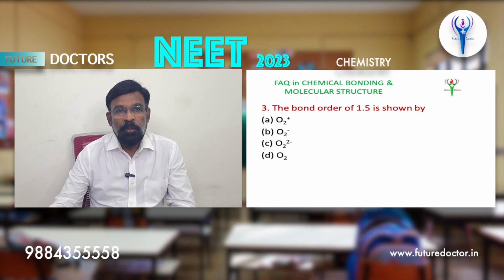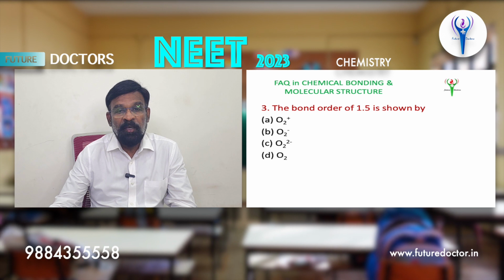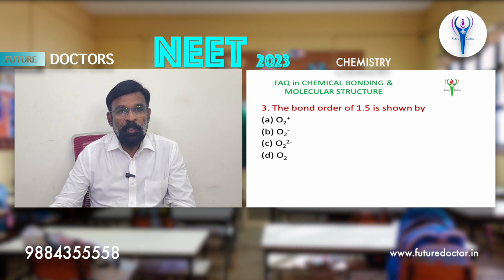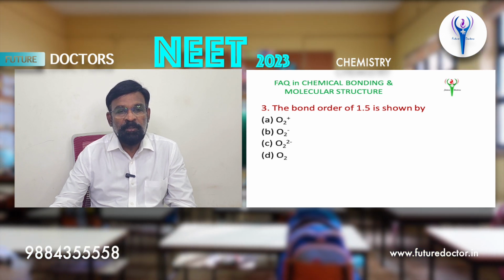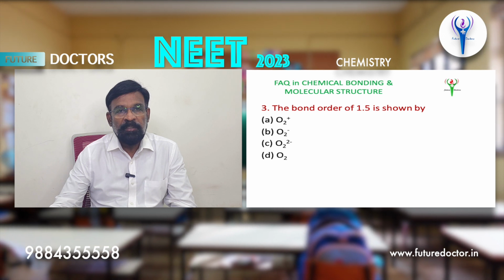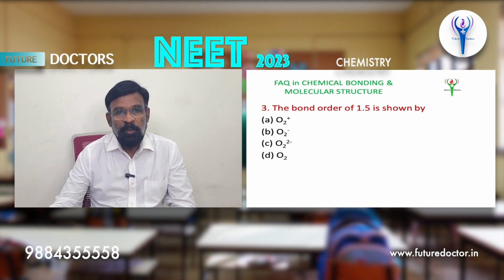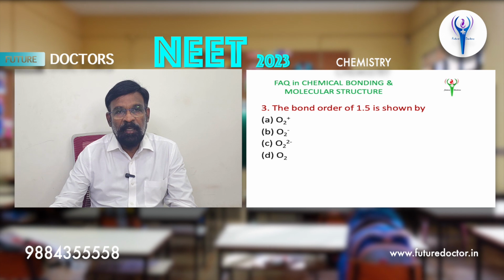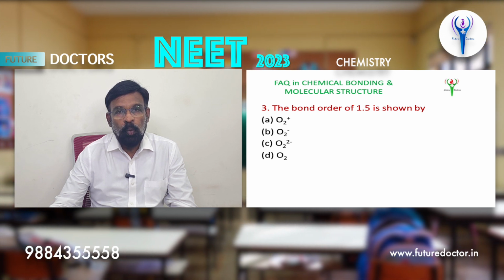Third question. The bond order of 1.5 is shown by option A, O2 plus, option B, O2 minus, option C, O2 2 minus, option D, O2.